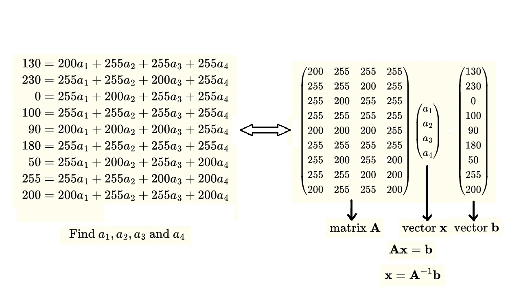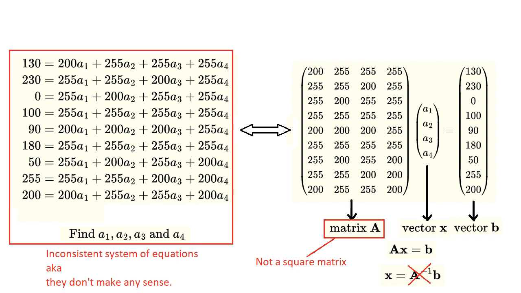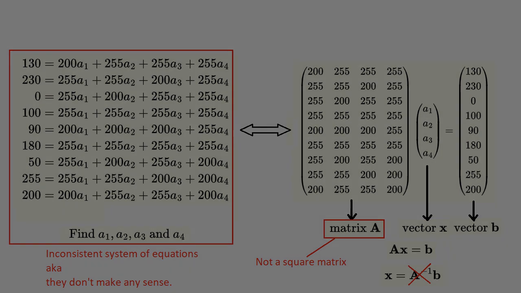Unfortunately, we have two problems. One, our coefficient matrix is not square and therefore is not invertible. And two, the system of equations is not consistent and therefore it is not solvable. What does that mean? What is an inconsistent system of equations?